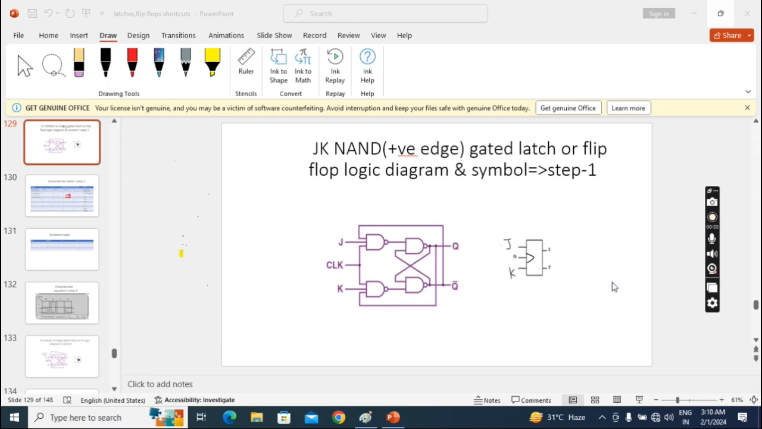So the drawback in SR is the invalid state, and this drawback is overcome by JK. But again, in the JK, whatever output we are getting is not stable. That is the drawback: it overcomes the invalid state, but it gets an unstable output. So ultimately, we developed JK to avoid the invalid state in SR. That's the necessity.